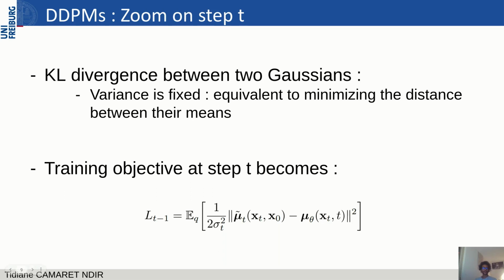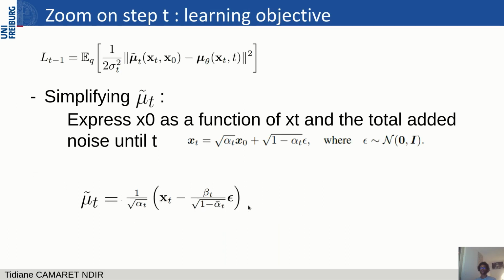So in fact, we can even simplify this function mu tilde t by expressing x0 as a function of xt and the total added noise until step t. So our function mu tilde t becomes fairly simple. We know that our function mu theta needs to converge towards this function.